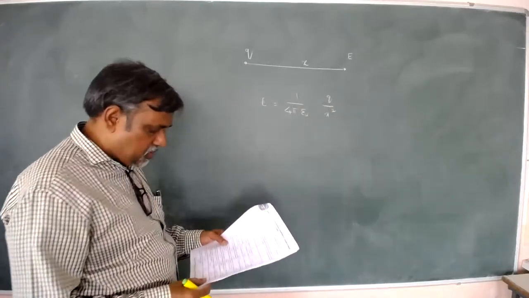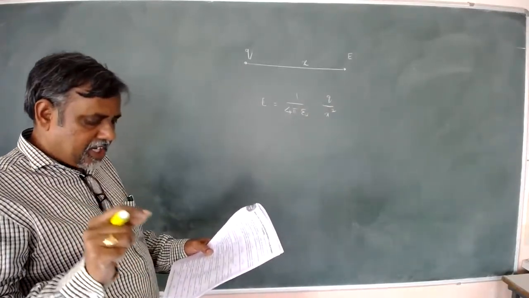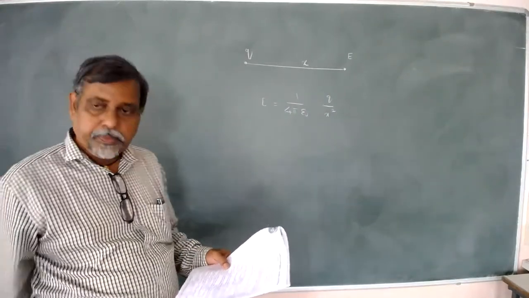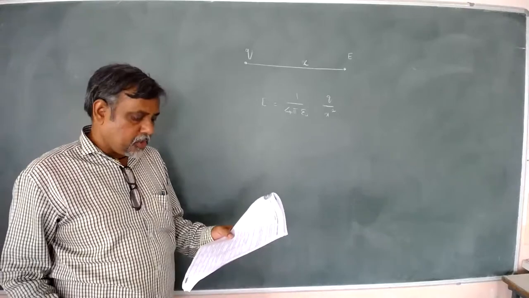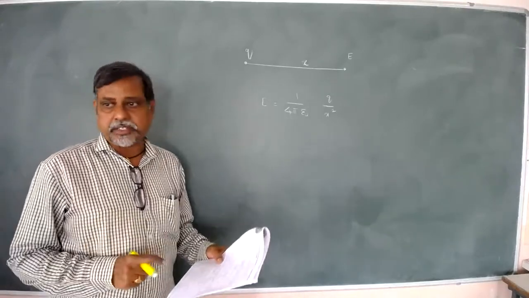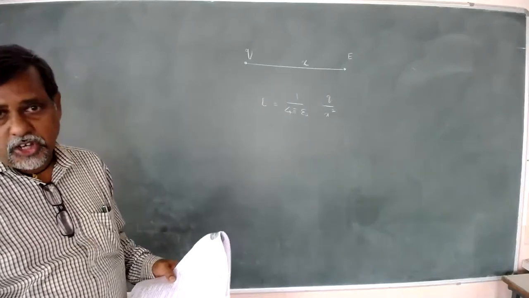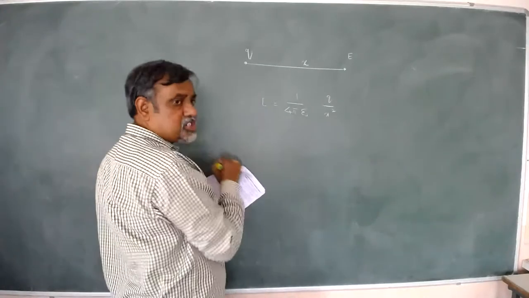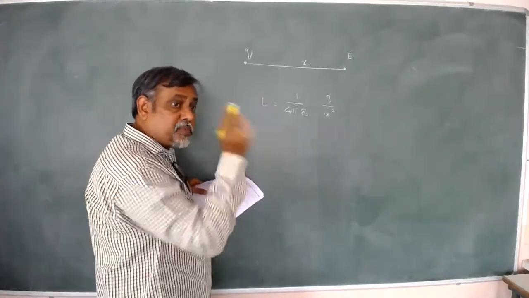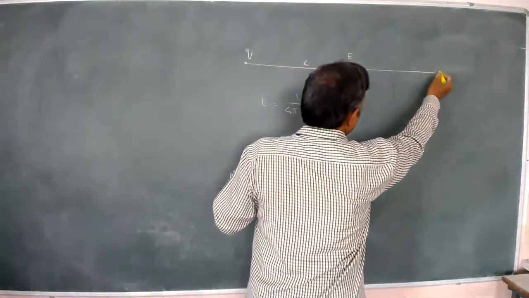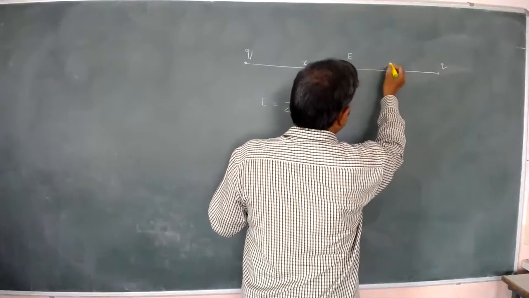Now, in the second situation, an identical charge is placed at a distance 2x from it. Then the magnitude of the force it experiences is? An identical charge means a similar charge is placed at a distance 2x from it. From this means 2x from here. Q is placed up here.